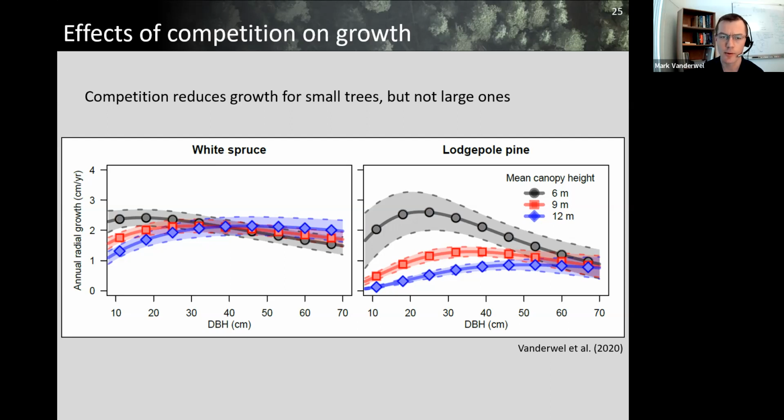The other thing we noticed from these results is that there is a pronounced difference in how susceptible spruce and pine are to competition. So lodgepole pine is a shade intolerant species, and we see that it expresses a much greater reduction in growth when it is growing beneath a taller canopy. White spruce is much more shade tolerant. It does still show a reduction in growth, but not nearly as large as what we see for lodgepole pine.